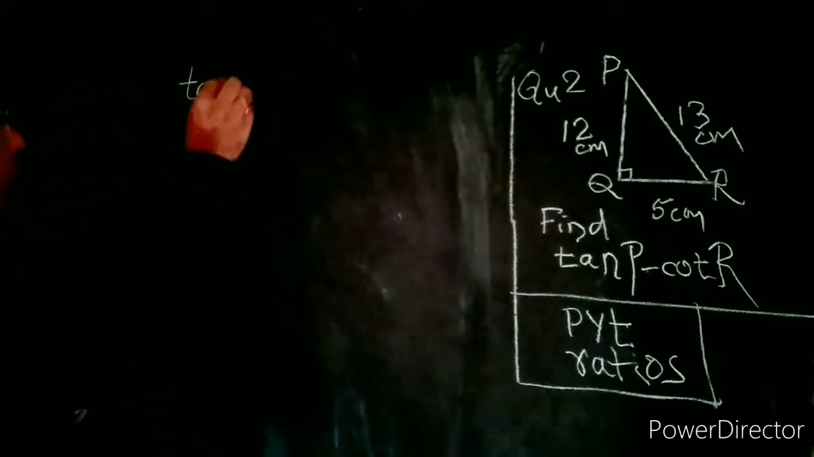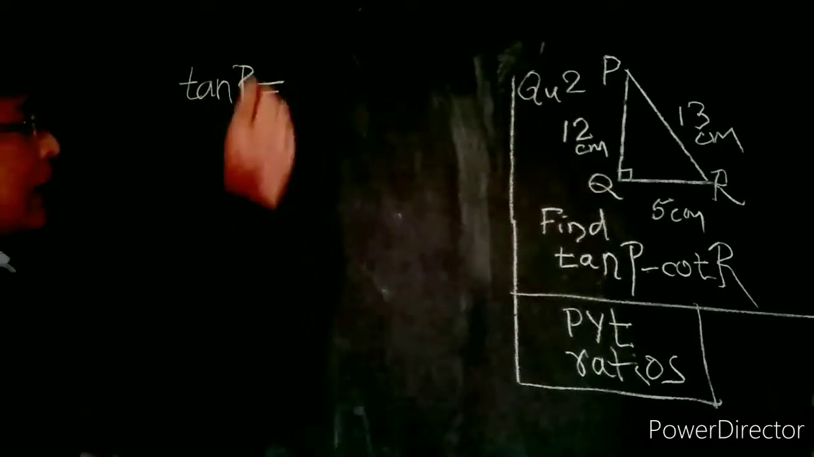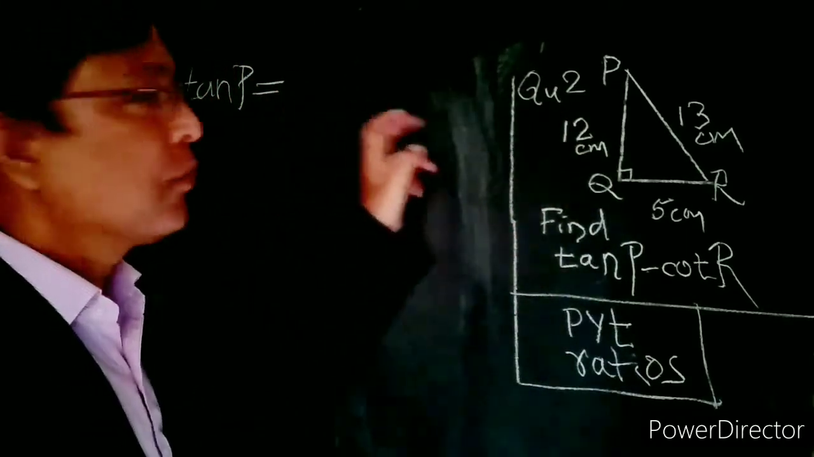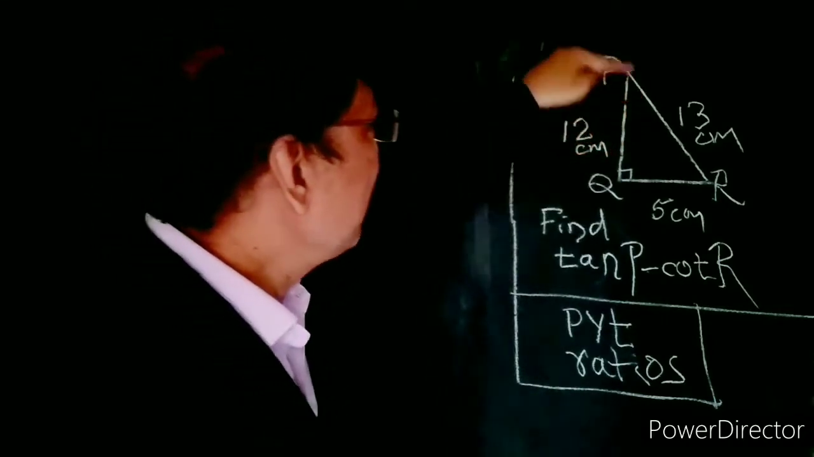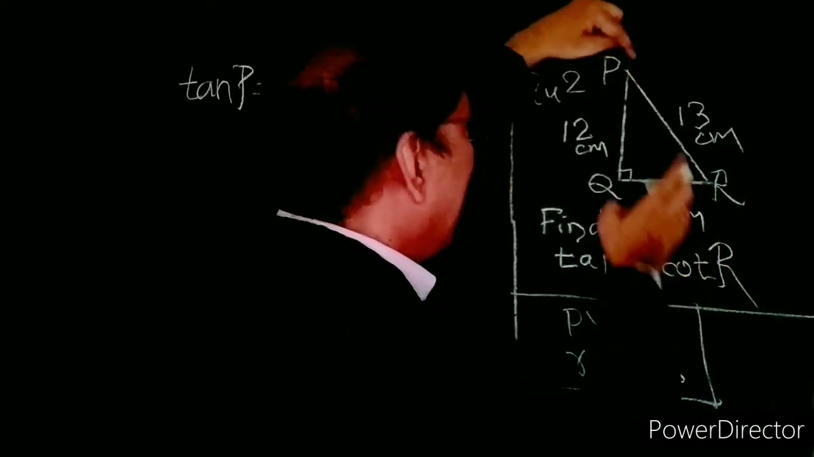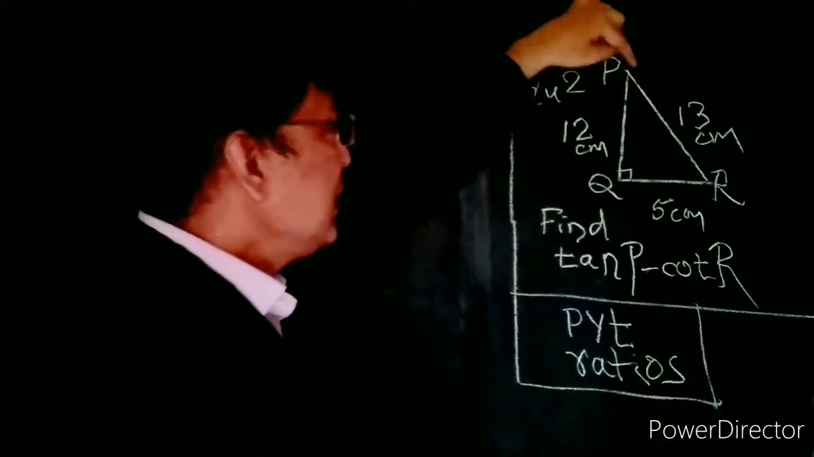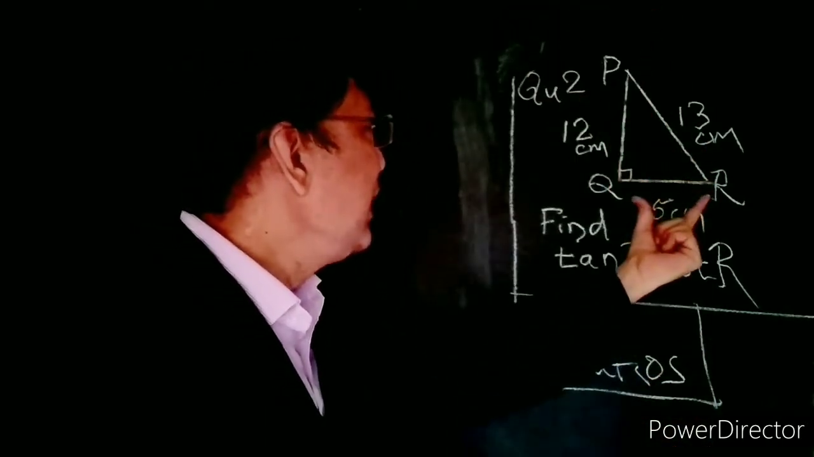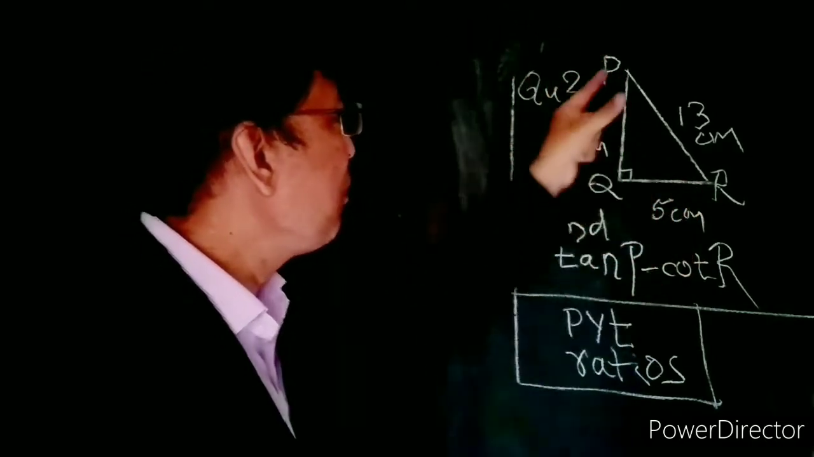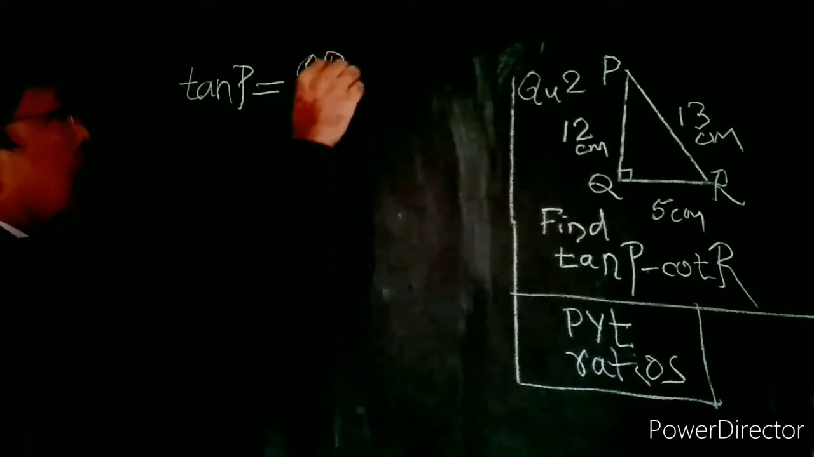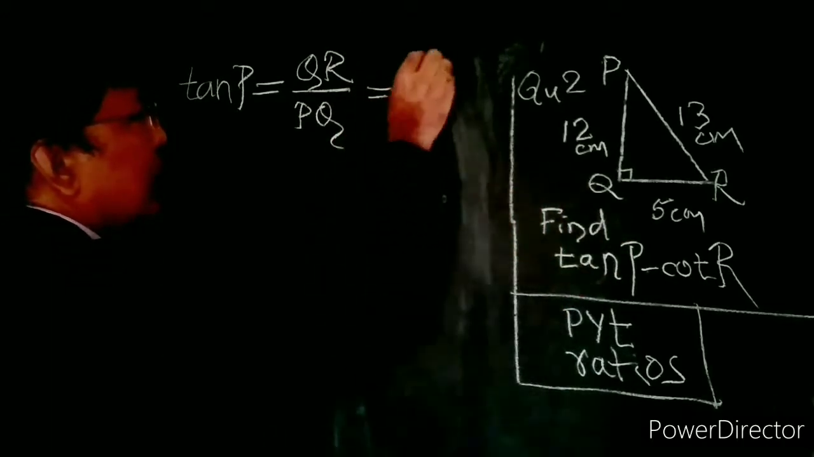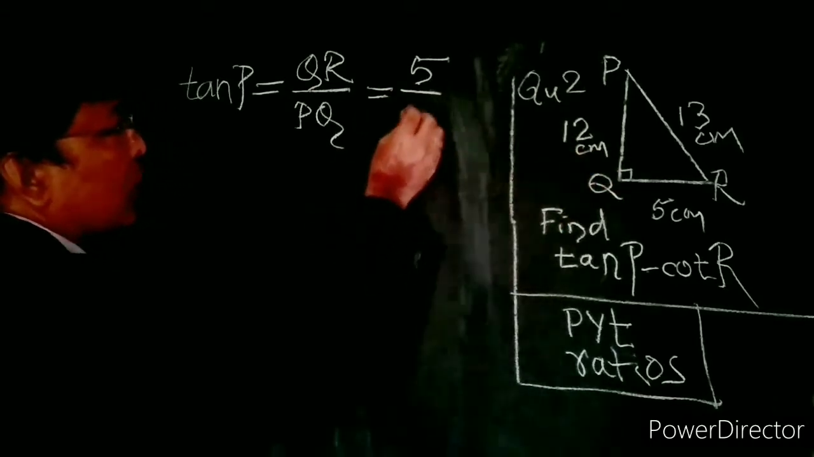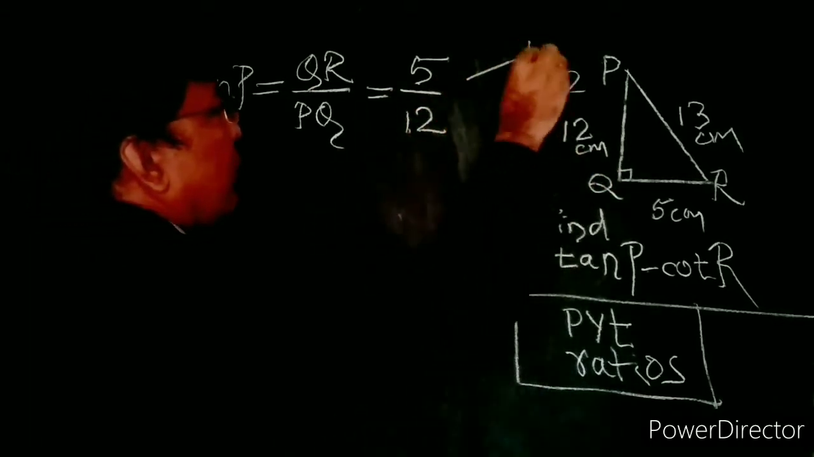Let us find tan P. We have to observe the triangle from angle P. We know that tan means opposite side divided by adjacent side. From angle P, QR is the opposite side and PQ is the adjacent side. Therefore, tan P is equal to QR upon PQ, that is 5 centimeter upon 12 centimeter. I call this equation 1.